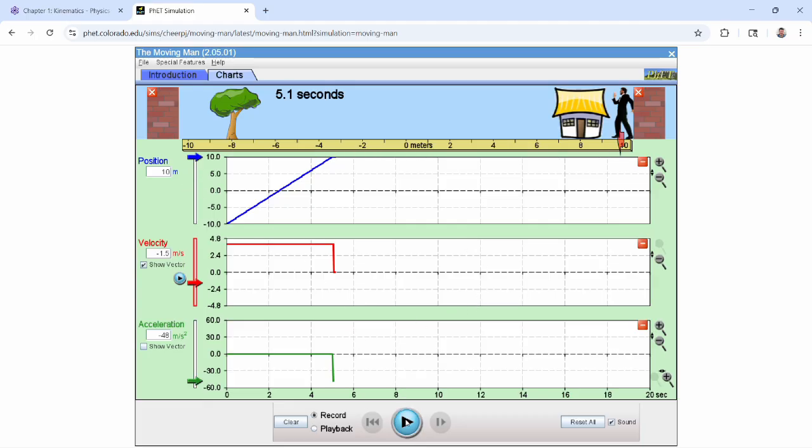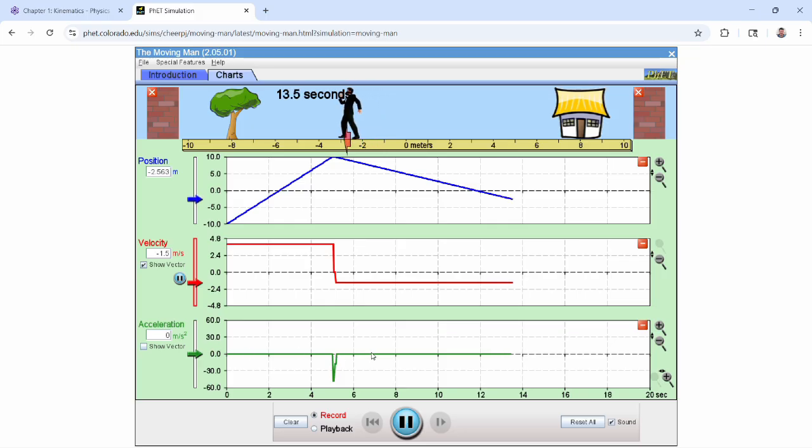So now as he comes back, he's slower. You can see it in the slope. The slope is gentler. You can see in the velocity graph, the velocity graph has a smaller absolute value. The acceleration graph doesn't really tell you anything.